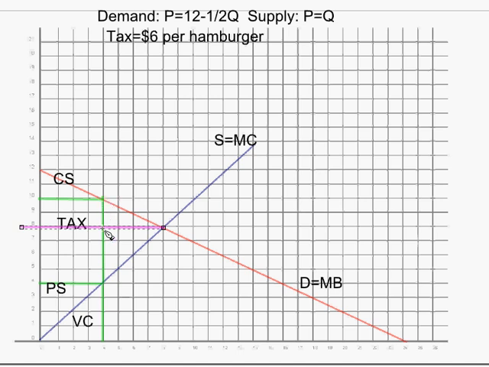Now the producer has to be paying the other $4 of the tax, and let me just show you where that is here. They used to be receiving $8 for their product, and now they are only receiving $4 for their product. So they are receiving $4 less than they used to. So they're paying $4 of the tax. Let me make that a bright red. And the consumers are paying $2 of the $6 tax.